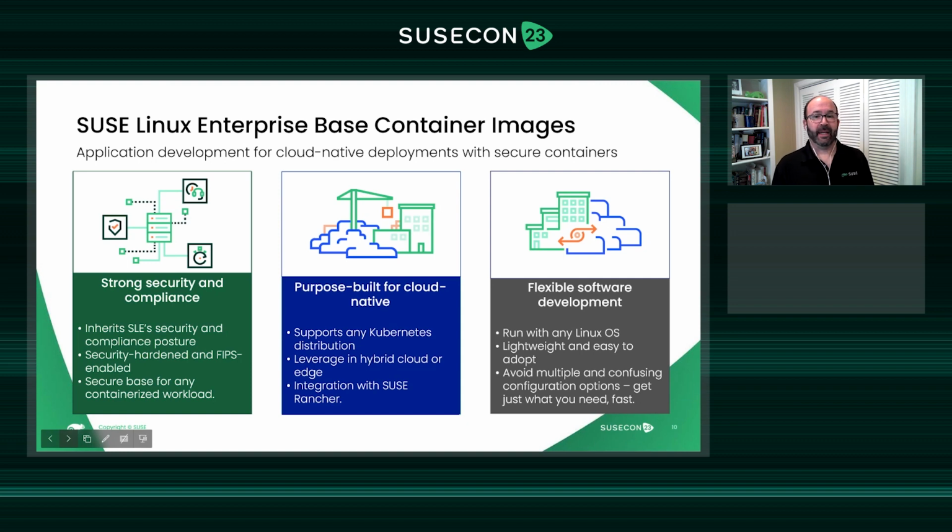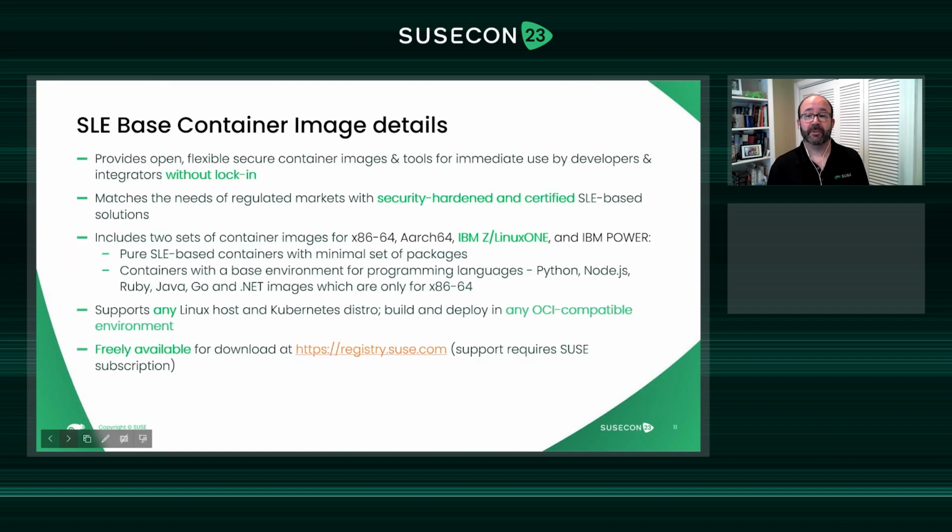They can be leveraged in the hybrid cloud or on the edge. And again, they are integrated with SUSE Rancher already. They provide flexible software development. They can run, again, with any Linux operating system underneath. They're lightweight and easy to adopt. And you just get what you need so you can avoid multiple confusing configuration options. A little more detail about the base container images. They provide an open, flexible, and secure container image and related tools for immediate use. That means you can run your application development and deployment platform of choice without lock-in to any particular upstream vendor.